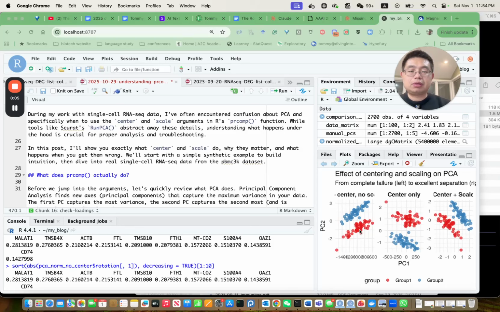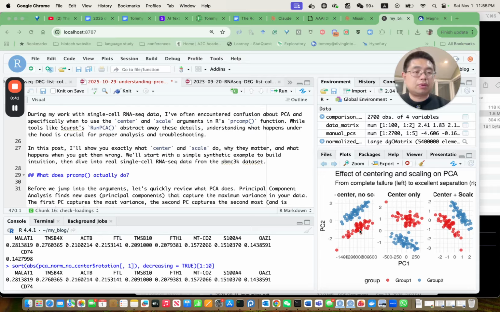So in today's video, I'm going to clarify some of the confusions about PCA and specifically when to use the center and the scale arguments in R's prcomp function. While tools like Threads run PCA abstract away these details, understanding what happens under the hood is crucial for proper analysis and troubleshooting. And in this post, I will show you exactly what center and scale do, why they matter, and what happens when you get them wrong.